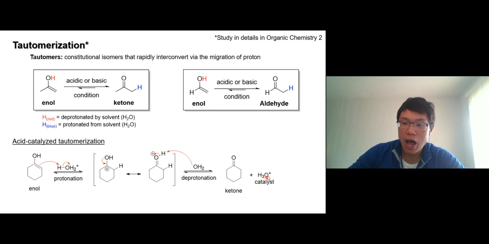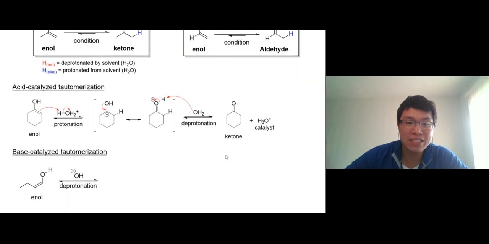And the acid is coming out like that, so that's why we call it an acid catalyzed tautomerization. So that acid acts as a catalyst, added to the reaction at the beginning, comes out at the end, never gets consumed. Okay. All right. Base catalyzed tautomerization.